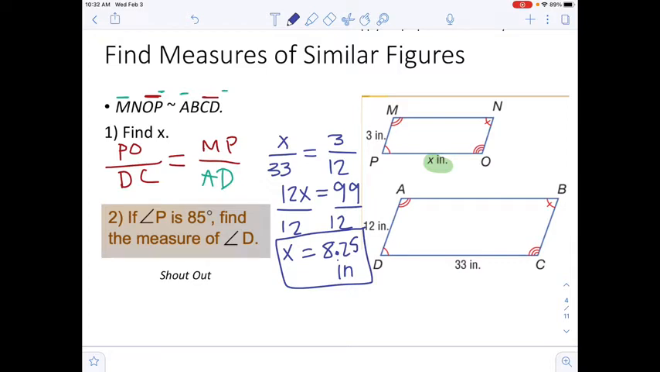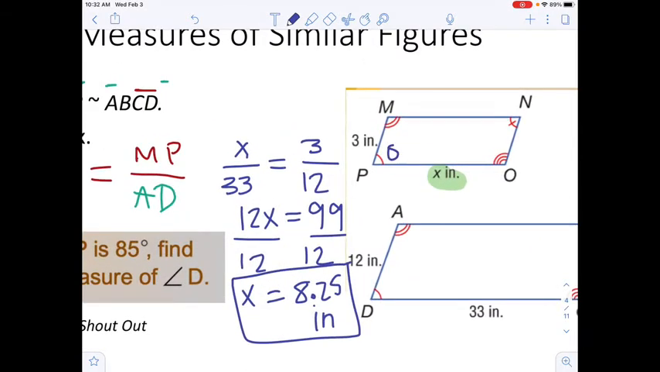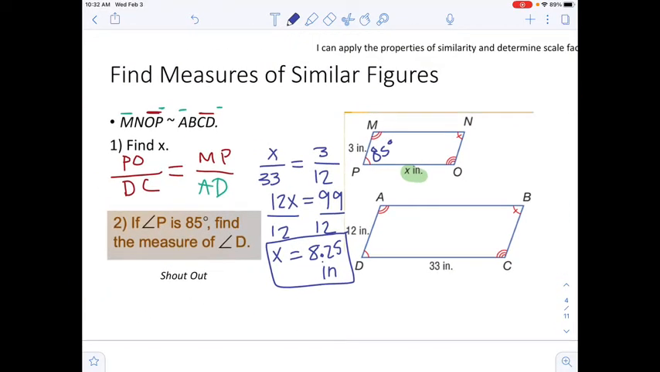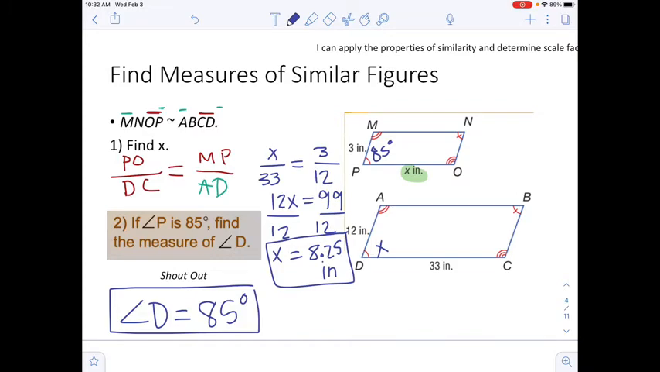Okay, then number 2 says if angle P is 85 degrees, so we know on this shape, angle P is 85 degrees, find the measure of angle D. Well, we know that since these shapes are similar, those corresponding angles are congruent, which means they're the same. So if angle P is 85, that means angle D also equals 85 degrees because they are corresponding angles.